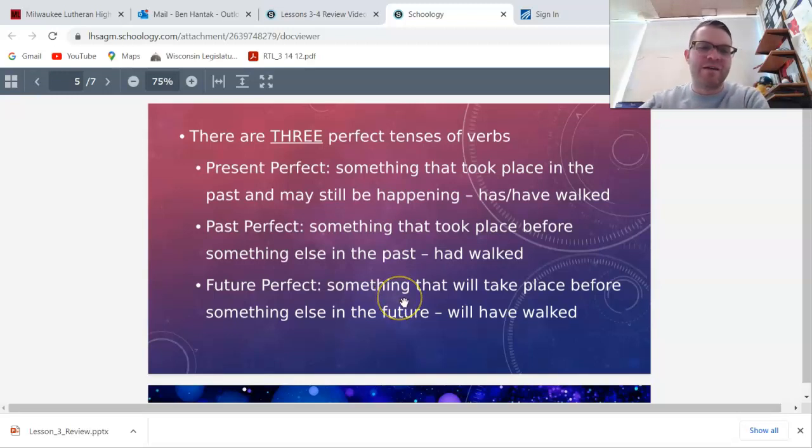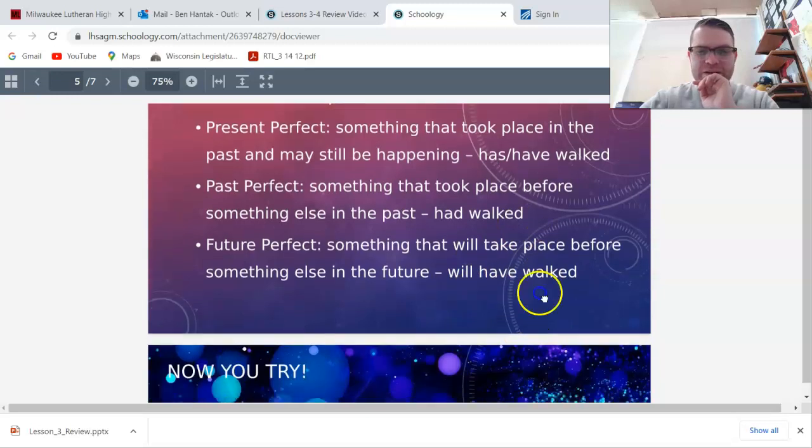Future perfect is something that will take place before another future event. This one's really rare in English. I will have walked to school by the time I buy my car, right? Neither of those things have happened just yet, but future perfect helps me to identify what will happen first and what will happen next. Again, look for that helping verb will have there for future perfect.